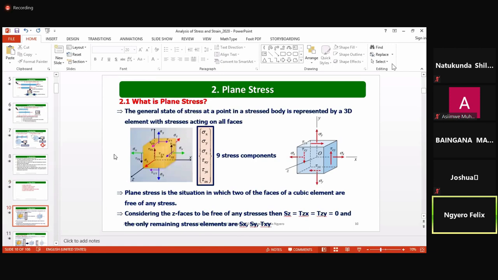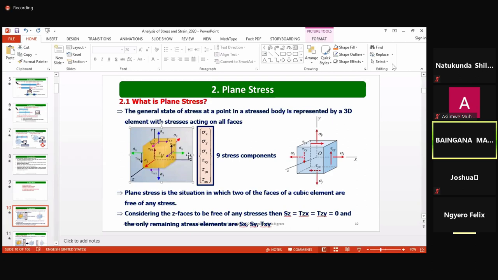Now, before we talk about plane stress, we have to know that at any given point on a member, we can represent the state of stress by a three-dimensional element. You can normally represent it as a cube with stresses acting on all the faces. We have normal stresses and shear stresses on each of the faces of the cube.